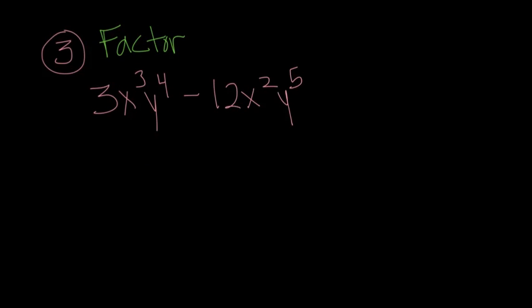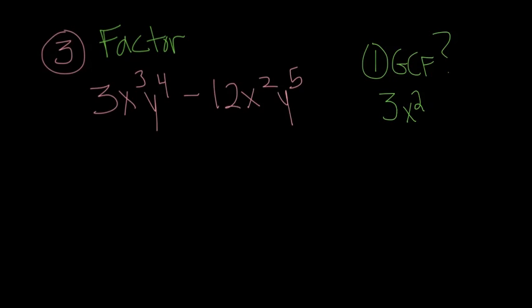In our third example, again factoring 3x to the third, y to the fourth, minus 12x to the second, y to the fifth. So again, I'm going to start with greatest common factor. In this case, with the 3 and the 12, we can take out a 3. And as far as x's go, we've got an x in both of these terms. But the most number of x's that we can take out is 2.